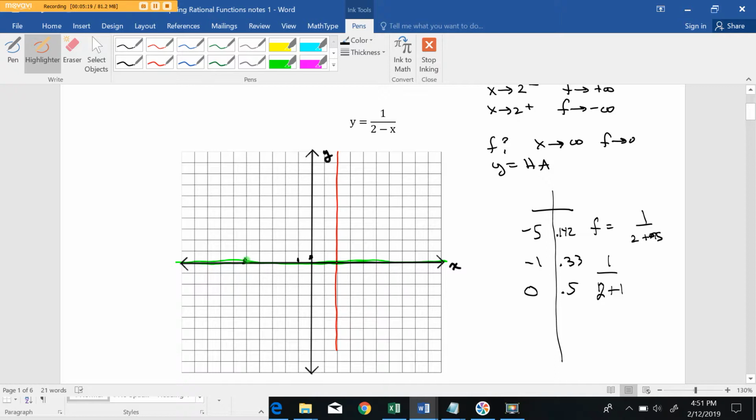Let's do one more point, like 1. If we put 1 in, we get 1 over 2 minus 1, that's 1 over 1, which is 1. And if we put in 1.5, we'll get a bigger number. If we put in something like 1.9, we'll get an even bigger number. 1.99, we'll get an even bigger number. So what this has to do is approach the asymptote like this.